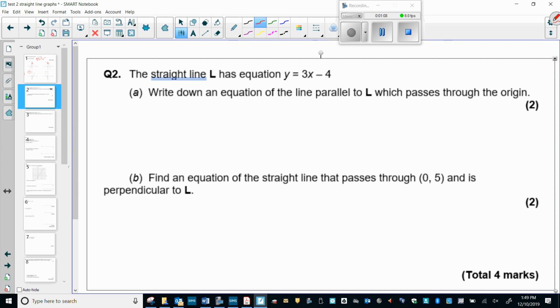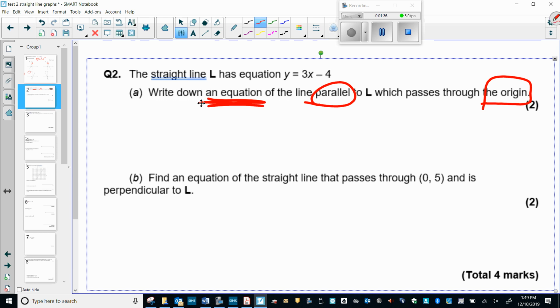Number 2, the straight line L has the equation y equals 3x minus 4. Write down an equation of a line that's parallel to L that passes through the origin. Now, the word origin has been used during our lessons. We can go back to the videos if necessary. Hopefully, even if it hasn't been, we should know what the origin is. What is the origin? 0, 0.